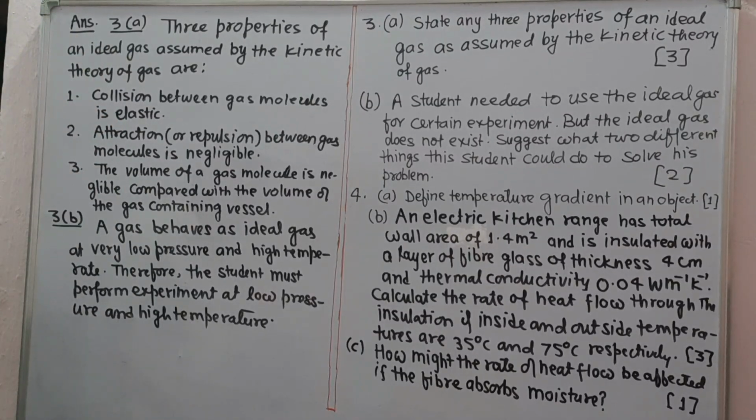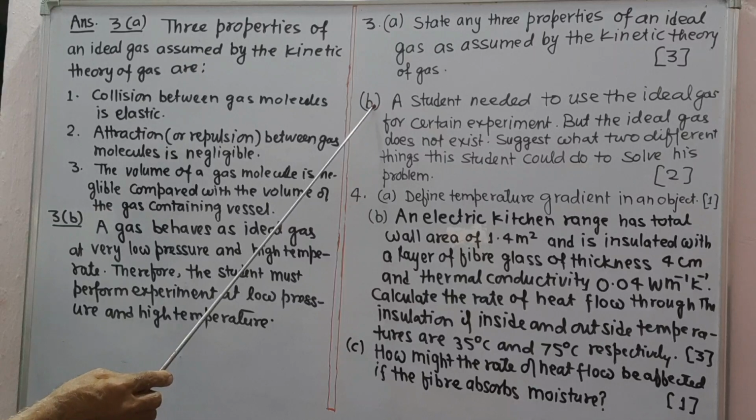Now next question number 3, part A. State any three properties of an ideal gas as assumed by the kinetic theory of gas. Answer: three properties of an ideal gas assumed by the kinetic theory of gases are: number 1, collision between gas molecules is elastic. Second, attraction or repulsion between gas molecules is negligible. Third, the volume of a gas molecule is negligible as compared to the volume of the containing vessel.